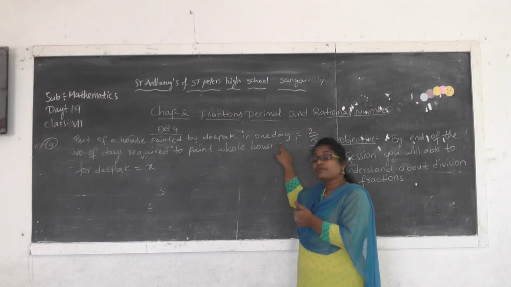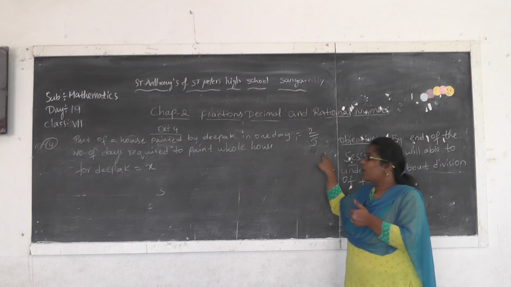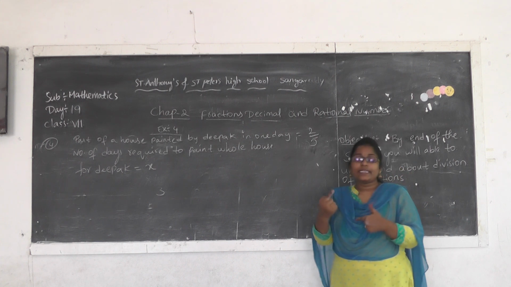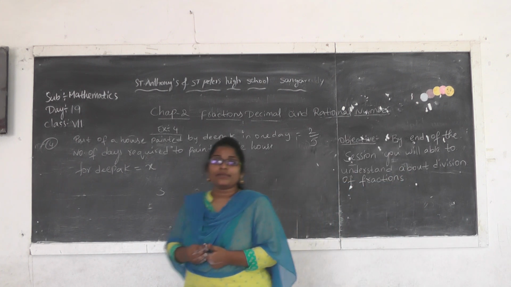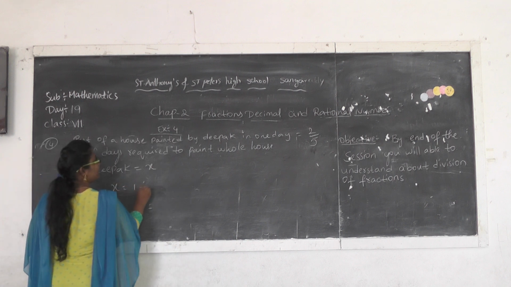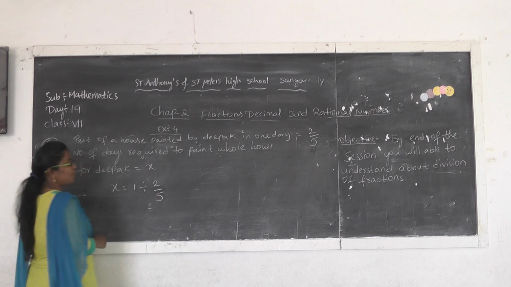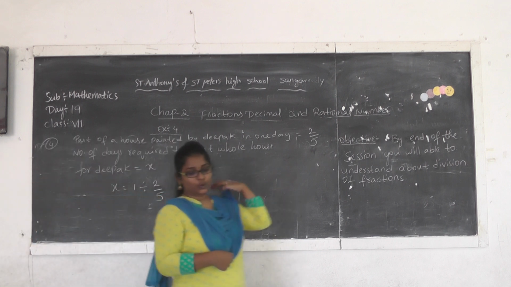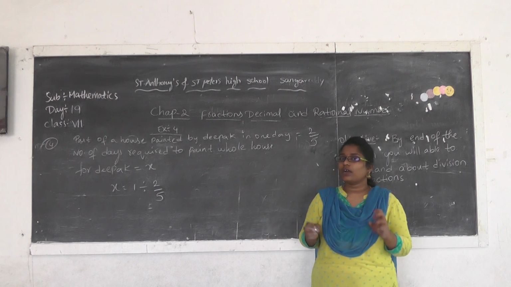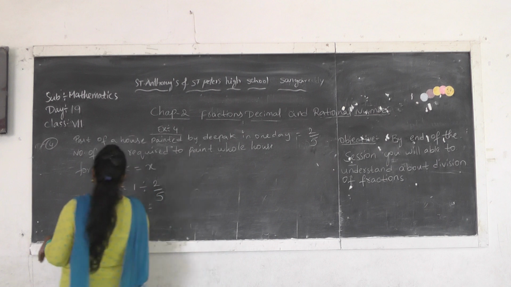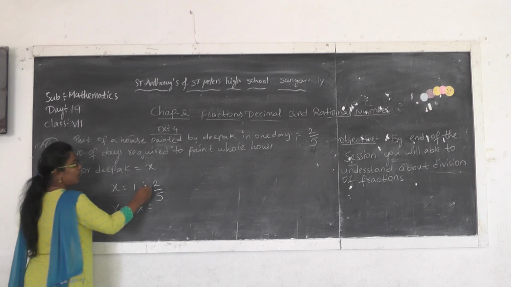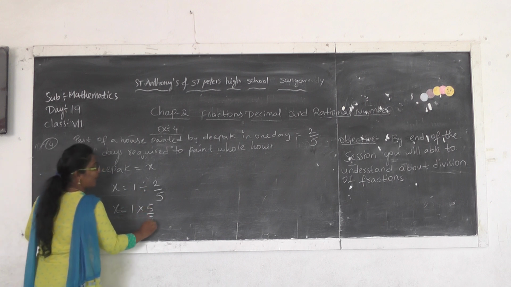Per one day, how much part did he paint? 2 by 5 part. Okay. To paint the whole house, how many days did he require? So, what do we have to do? We have to divide 1 divided by 2 by 5. So 1 divided by 2 by 5, how will we do the division? x equal to 1, and this division changes into multiplication, with 2 by 5 changing into 5 by 2.